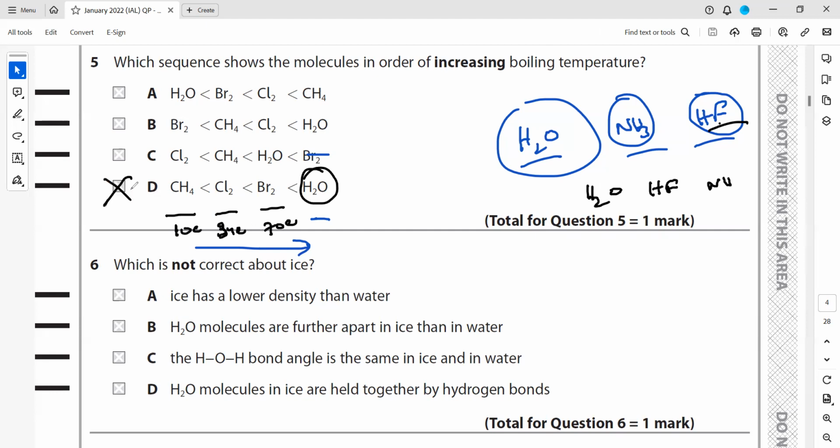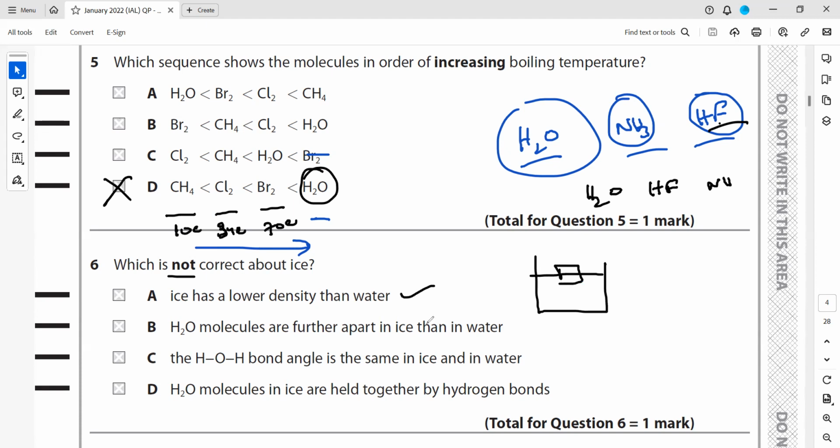So D will be the right answer, as they have dipole induced dipole forces which increase as the number of electrons increases, which is not correct about the ice. So this is about the structure of ice. When we compare, ice has a lower density than water. That is correct, because that's why the ice floats on the surface of the water.